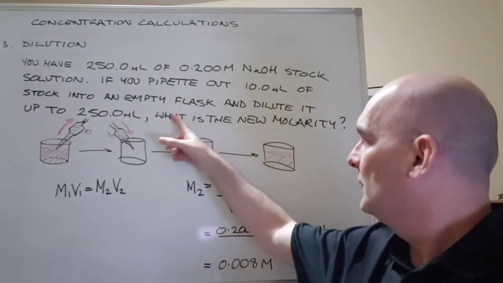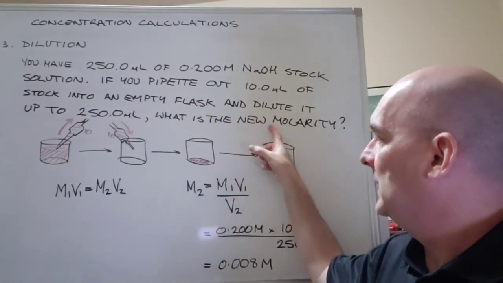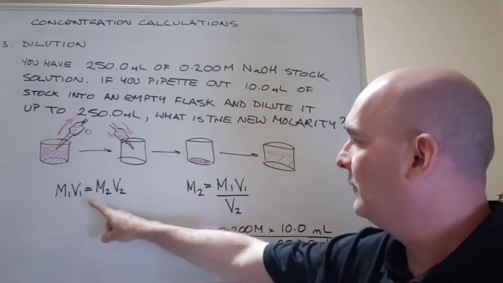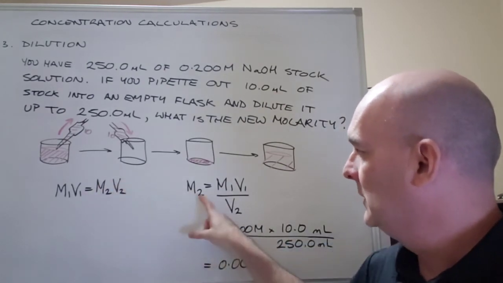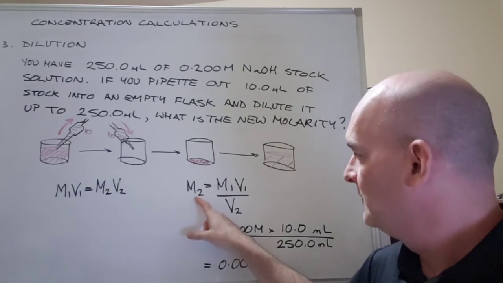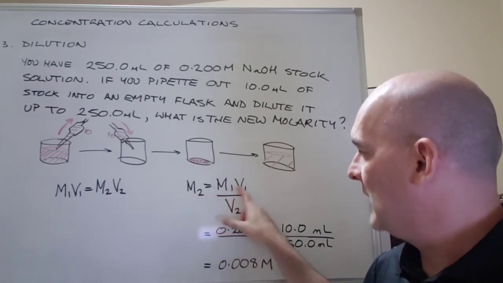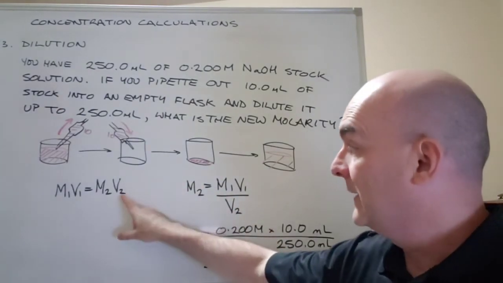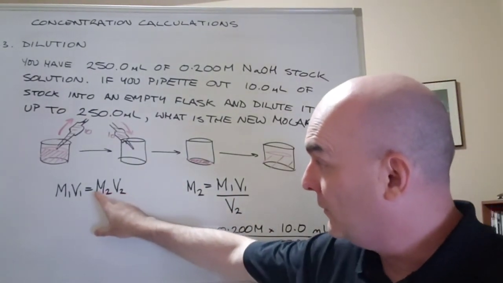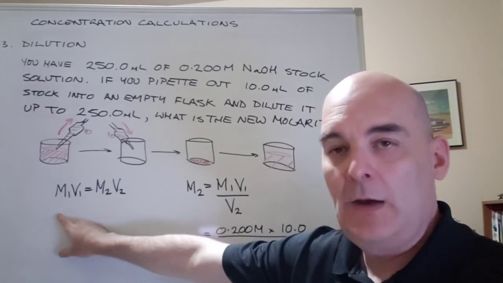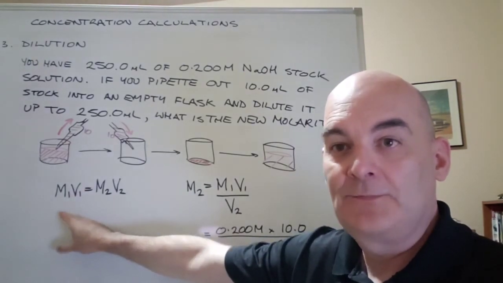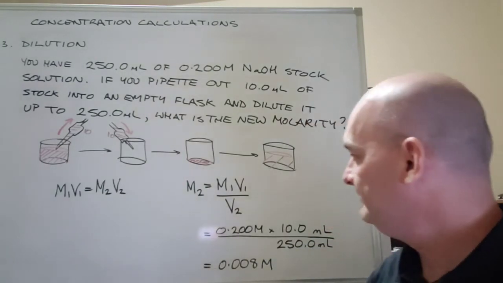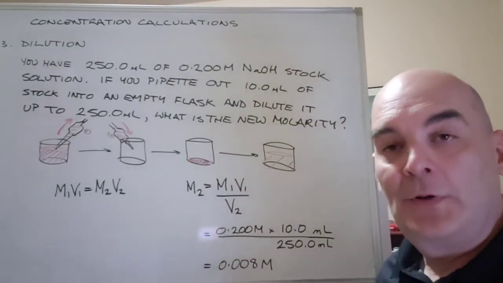Well, what I'm looking for is the molarity at the end. We'll call that M2. If M1V1 equals M2V2, then M2 is M1 times V1 divided by V2. I take that V2 and move it across the equal sign, it becomes a denominator. It moves from being on the top to being on the bottom. Okay, and all I have to do is put the numbers in.